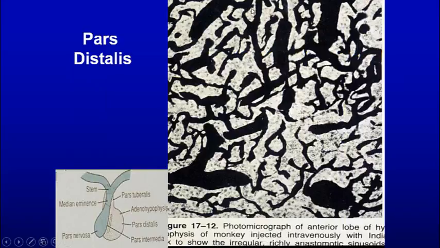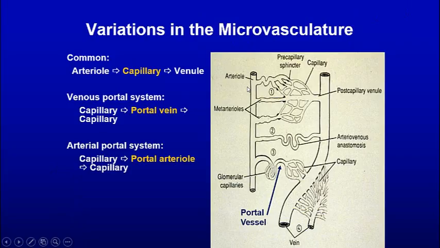And the pars distalis, if you look at the blood supply, which is shown here in black, you see it's very vascular. It's very vascular because the endocrine system, the blood system, is how the hormones get to stimulate these cells, and also how their products get back to their target organs, through the bloodstream.